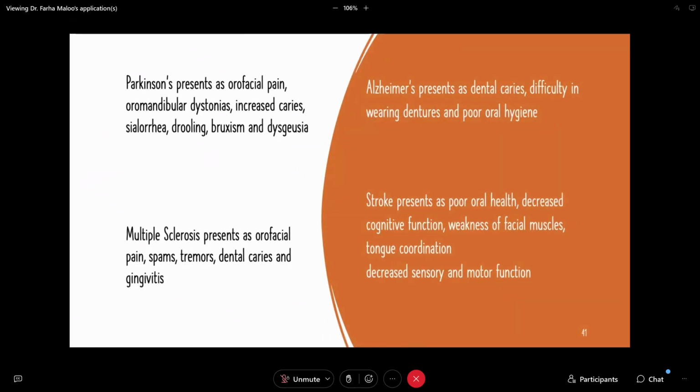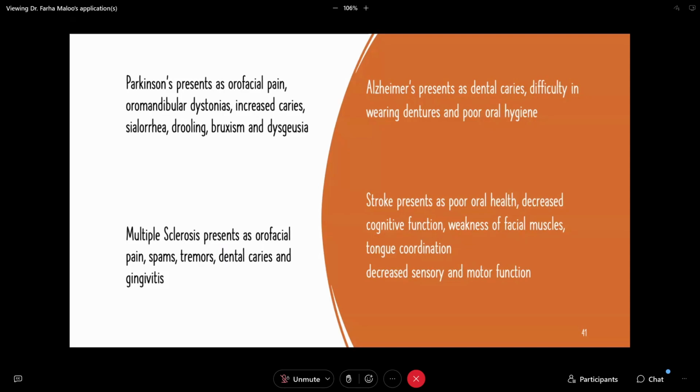Now, let us look at some neurological diseases in depth. Parkinson's disease is because the nerve cells in the brain cannot produce enough dopamine. It presents with orofacial pain, oromandibular dystonias, abnormal muscle movements, because of which the patient is predisposed to increased caries and excessive salivation, along with altered taste sensation or dysgeusia.